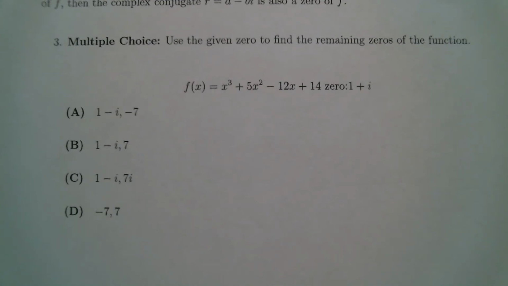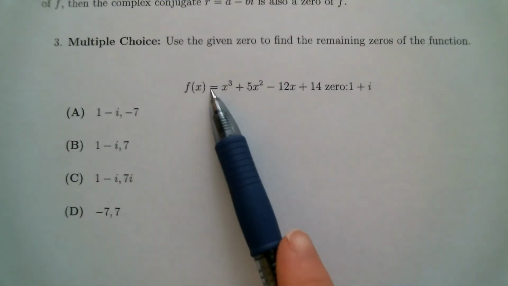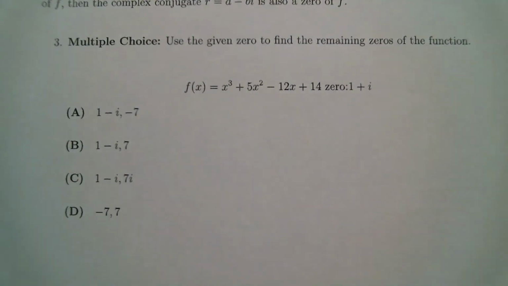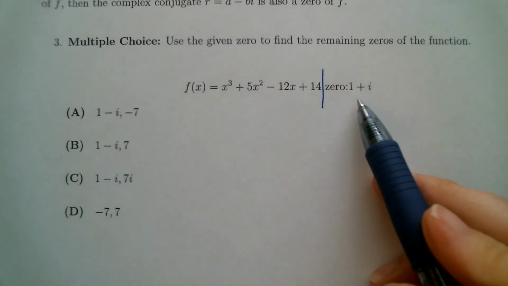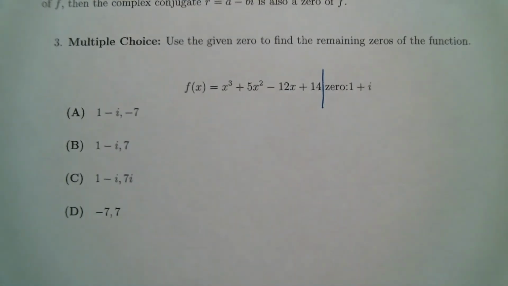The question says use the given zero to find the remaining zeros of the function. So you are given this polynomial function, and you are told that one of the zeros is 1 plus i. That's an imaginary zero, so if you graph this thing on your calculator, you can't see it. Imaginary zeros don't show up on the calculator or any graph. So you have your options listed here, which will help.